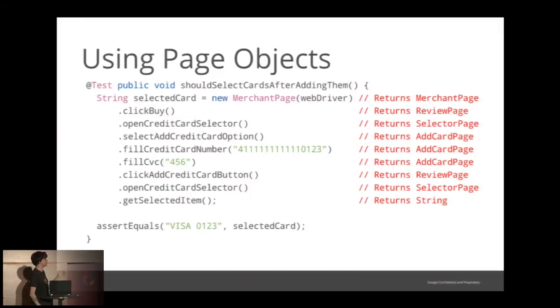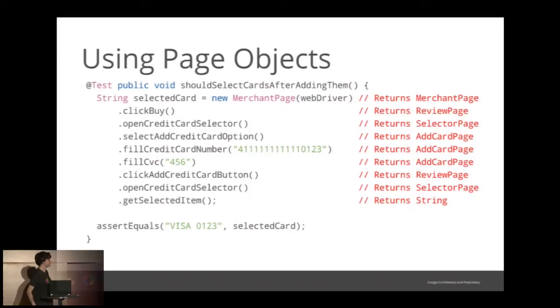I can say that starting at the merchant page, you click the buy button, you open the credit card selector, you select that add credit card option, you fill out some fields in the form, then you click the add credit card button, and opening the selector again, you can see what's there and confirm that it's equal to some value. So here we're testing that whole add credit card flow.